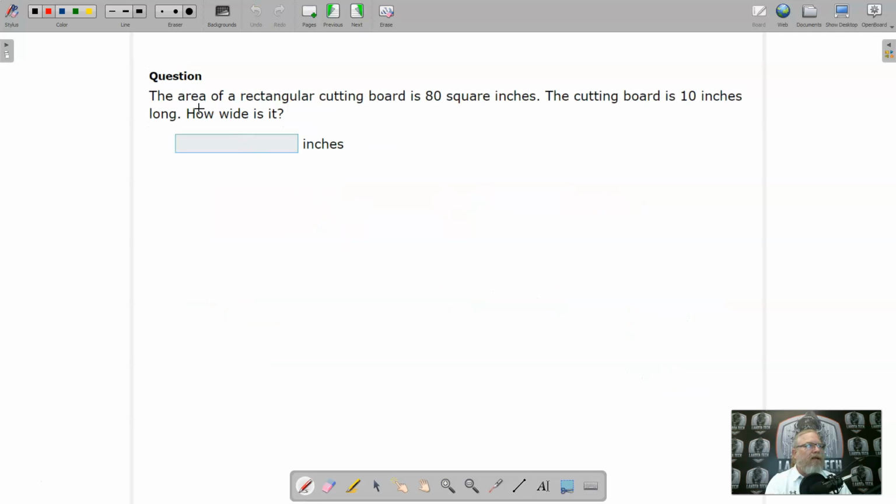Here we have the area of a rectangle cutting board is 80 square inches. So let's go ahead and get our rectangle cutting board here. And next thing we're going to do is the area is 80 square inches. So we're going to put 80 inches squared. So we know that's our area. The cutting board is 10 inches long. So it's 10 inches long. How wide is it? So they want to know how wide this right here is.